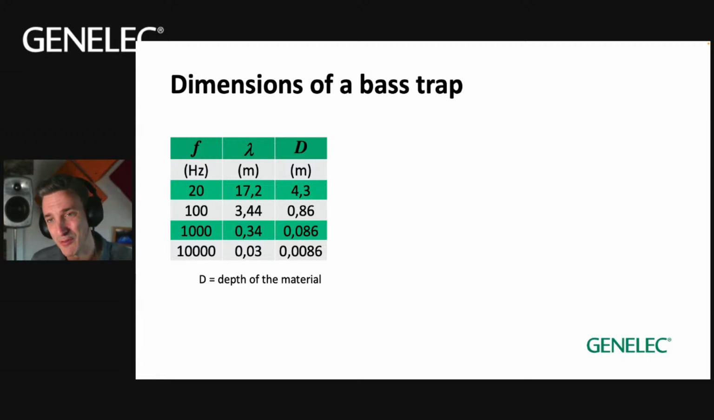And this is because, you remember this 1/4 of a wavelength thing. This is also true for absorbers. So you will need the depth of 1/4 of the wavelength of the frequency you want to somehow absorb or reduce. And this actually means that even at 100 hertz, you would need approximately 90 centimeters depth. If it's about 20 hertz, it's 4 meters. So not that practical.